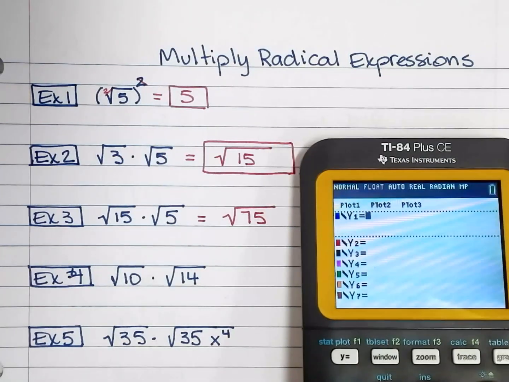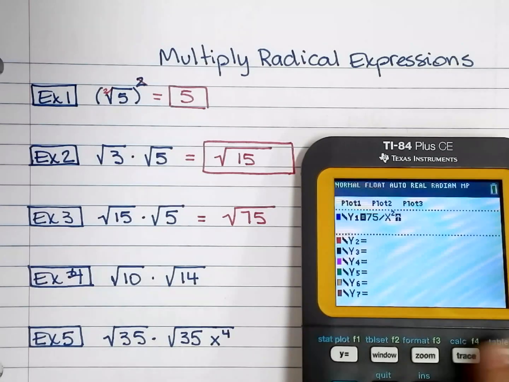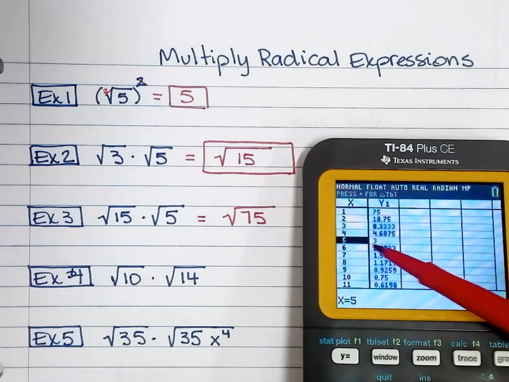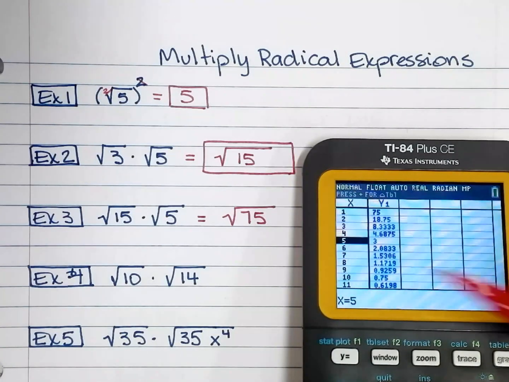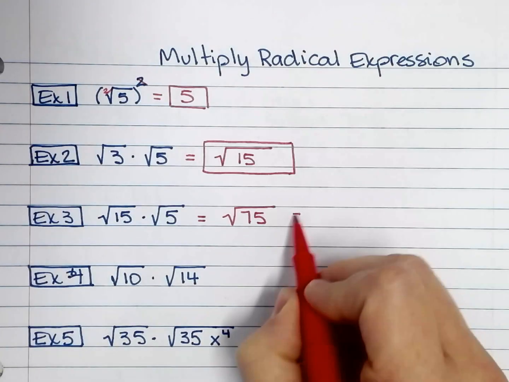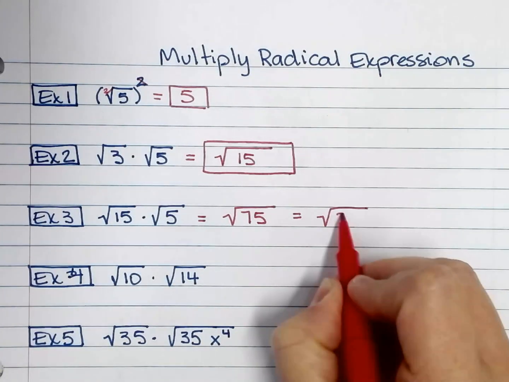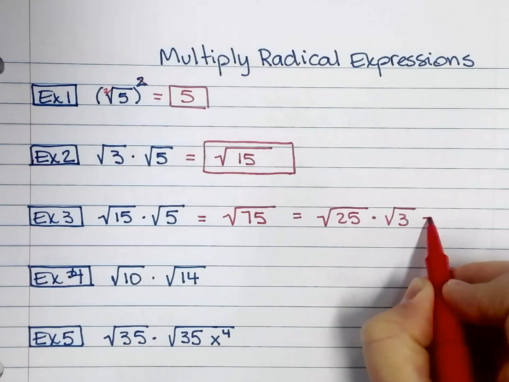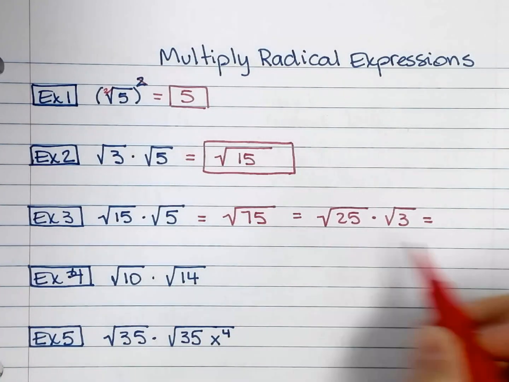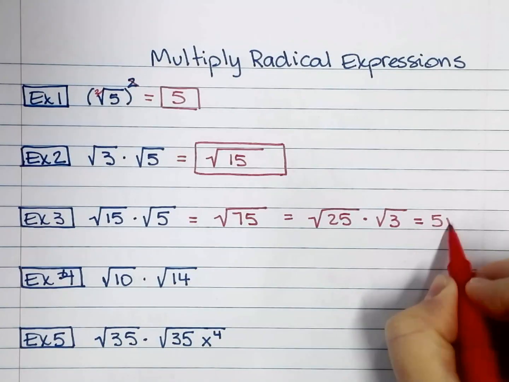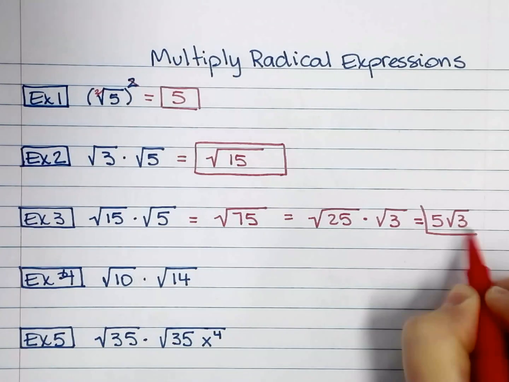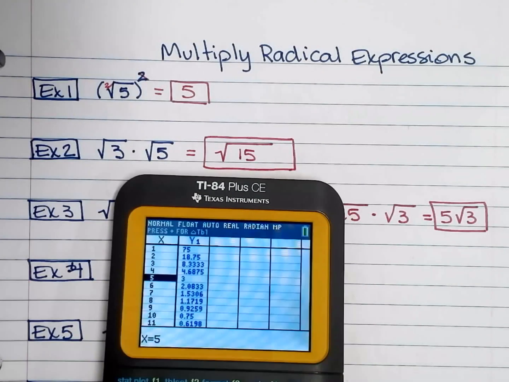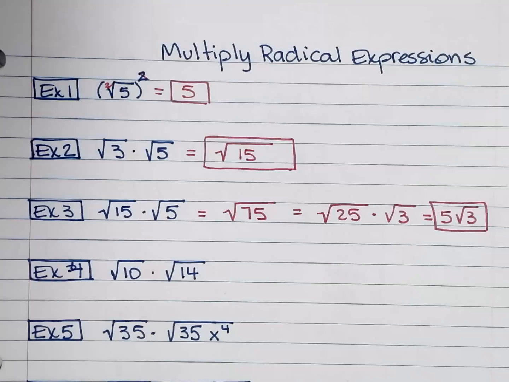You can go to y equals and type in 75 divided by x squared. And you can see that you can simplify as 5 square root of 3 like we've been doing. And the other way could be you can rewrite this as square root of 25 times square root of 3. And then here you can simplify square root of 25 and get 5 square root of 3. Either way, you get to the same answer that we had from this trick right there in the calculator.